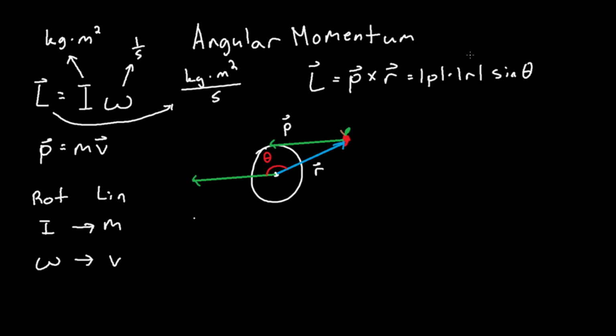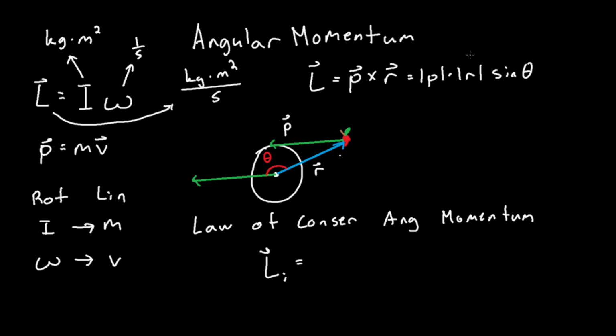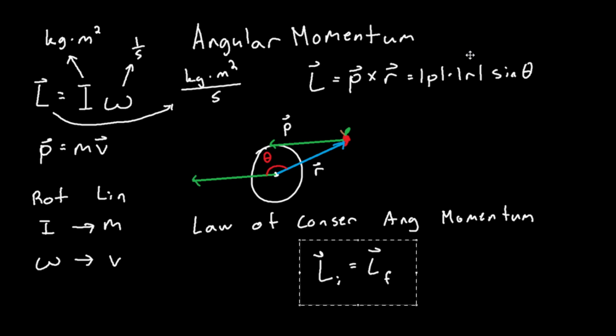Now, how about the law of conservation of angular momentum? Well, this is where interesting stuff actually happens. So the angular momentum of the initial state of some system before some collision or some interaction happens always equals some final state, or what we determine as the final state. So just like any conservation law, initial must equal final.